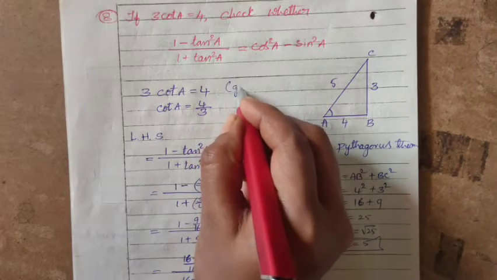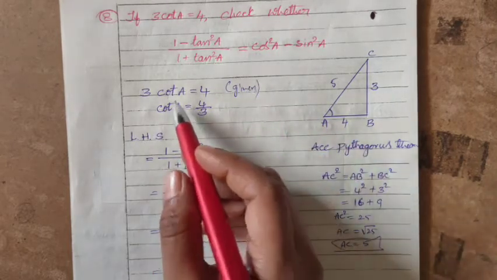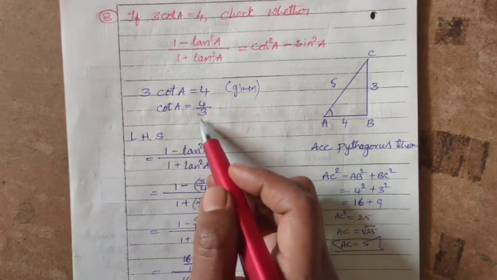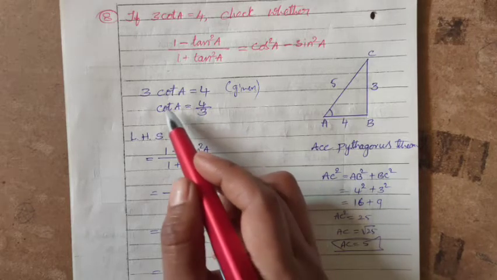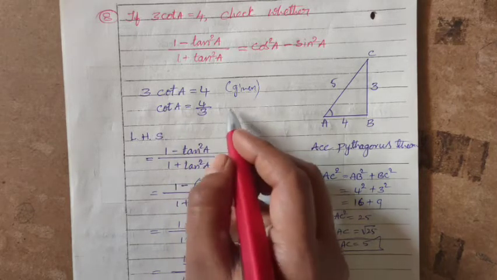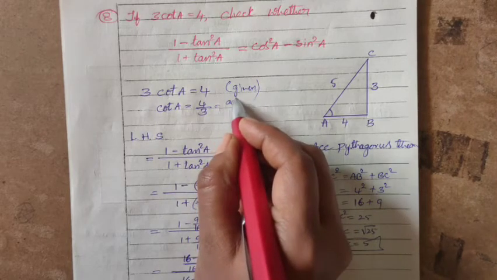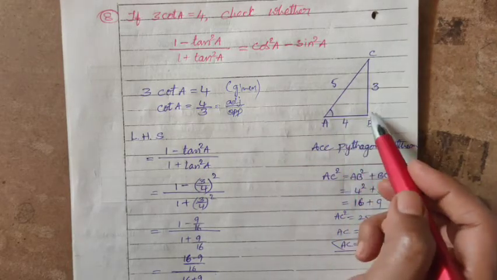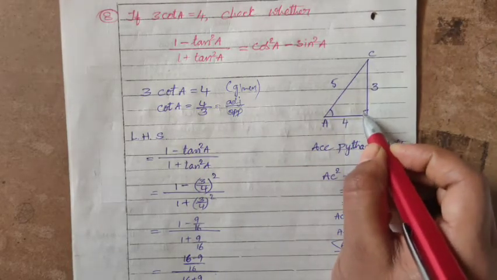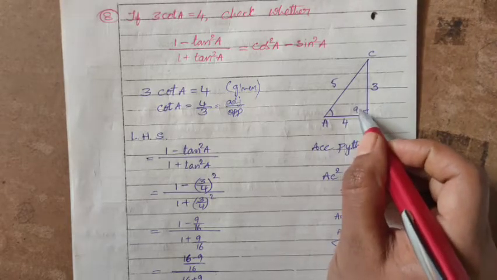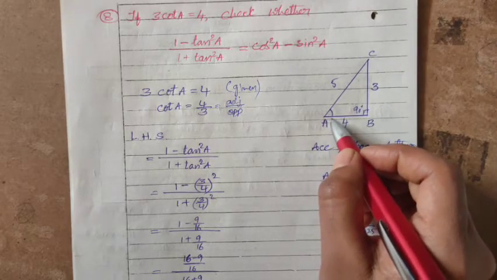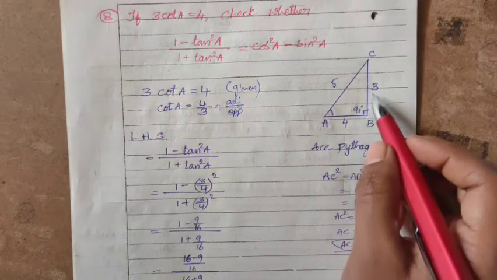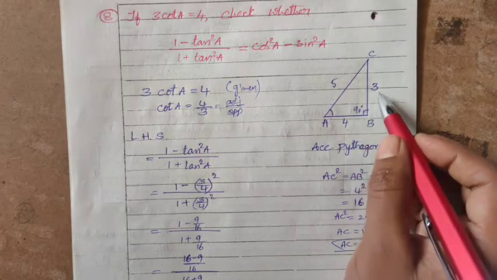So it can be written as cot A equal to 4 by 3. This 3 comes to the denominator. So what is cot A? Yes, you know that cot A is nothing but adjacent side divided by opposite side. So now we can see this right angle triangle. Here this is angle B, right angle, 90 degree, and this is angle A. So cot A equal to adjacent divided by opposite side, that's 4 by 3.